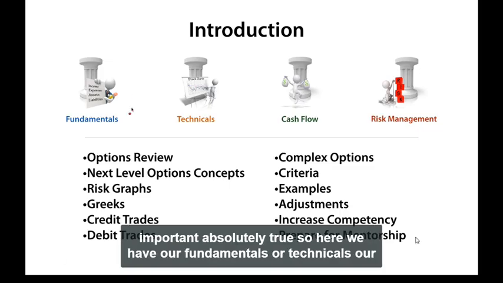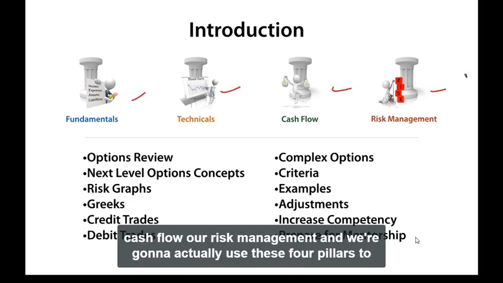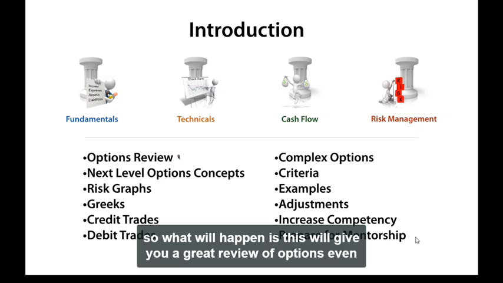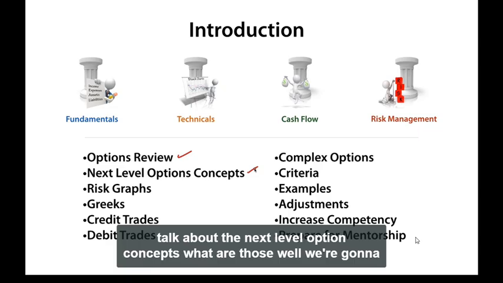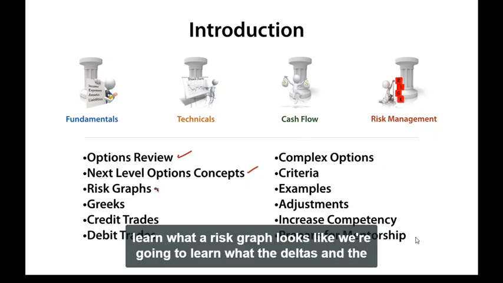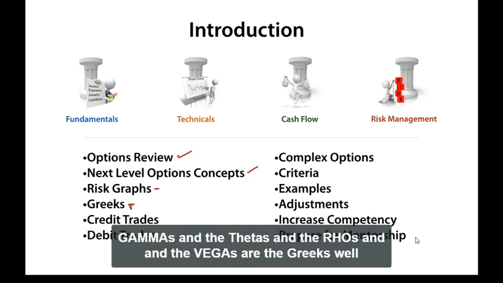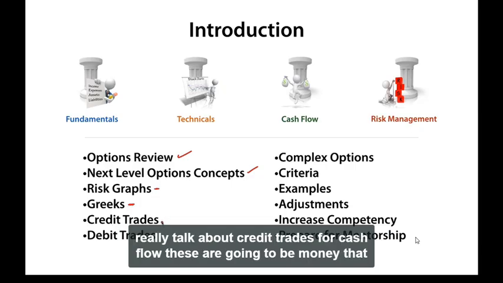So here we have our fundamentals, our technicals, our cash flow, our risk management, and we're going to actually use these 4 pillars to do this. We'll give you a great review of options, even though it is taught in the 4 pillars. We're going to go to the next level and talk about next-level option concepts. What are those? Well, we're going to learn what a risk graph looks like. We're going to learn what the deltas, gammas, thetas, rhos, and vegas are, the Greeks. We'll really talk about credit trades for cash flow.